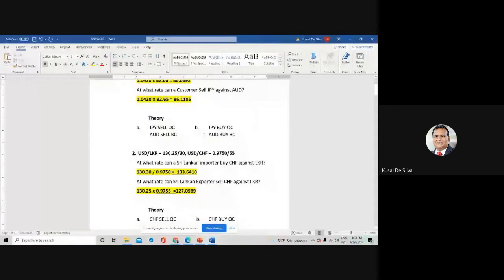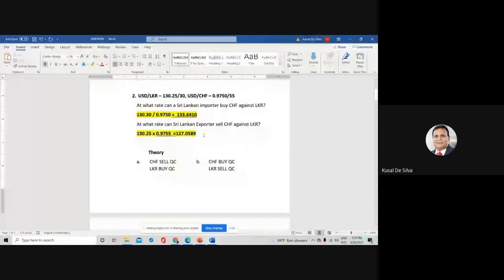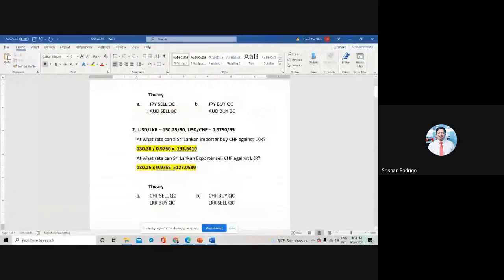We'll move to the second answer. At what rate can a Sri Lankan make? Excuse me, sir. The earlier one, that means normally we use the same rate for Australian dollars, no?